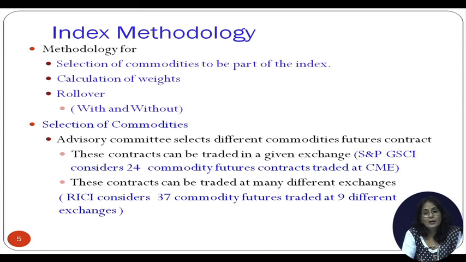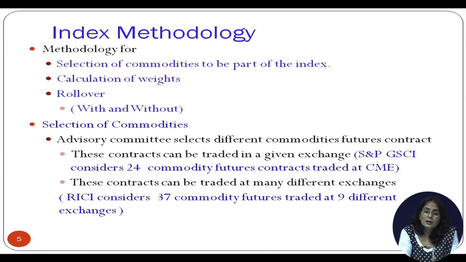So let's say in India, at NCDEX, around 60 different commodity futures contracts are traded. The next question is whether these 60 should be included in the index, or whether a smaller number of futures contracts should be included. What should be the methodology for selection of commodities to be part of the index? The second aspect is, having selected a particular futures contract, what should be the weight of that particular commodity future in the index.